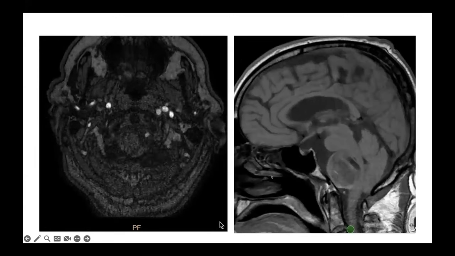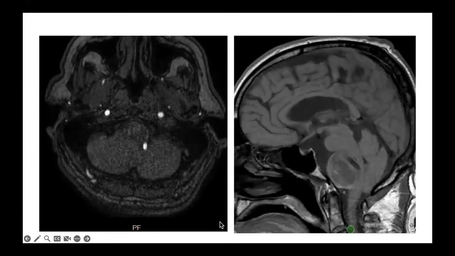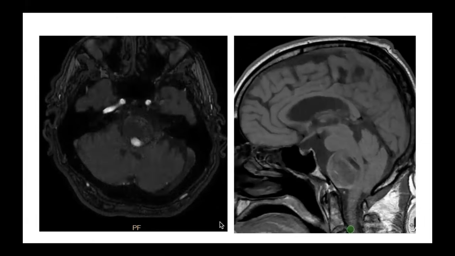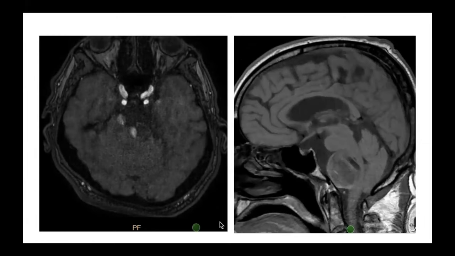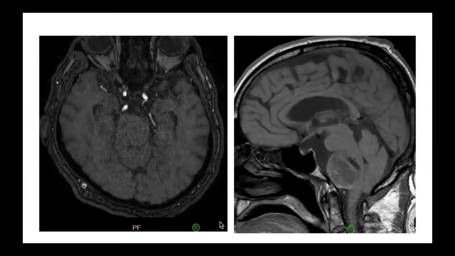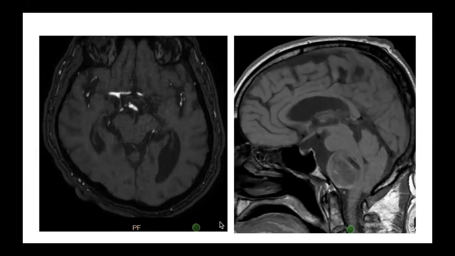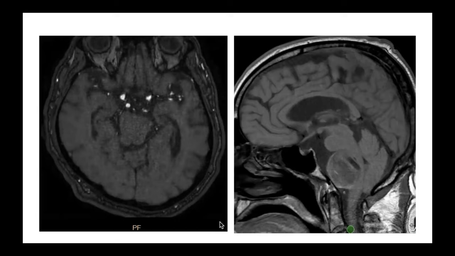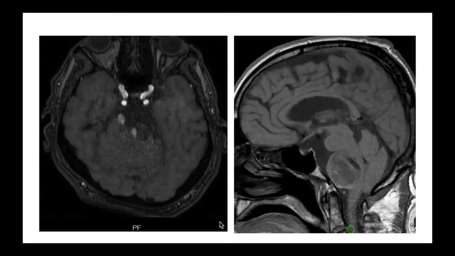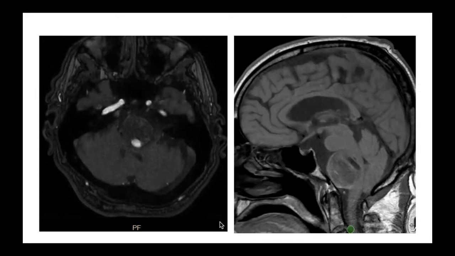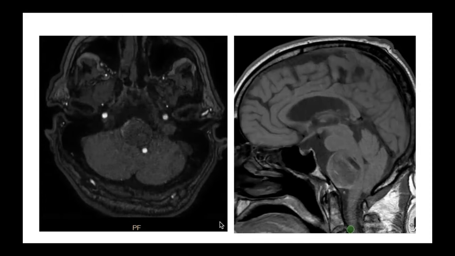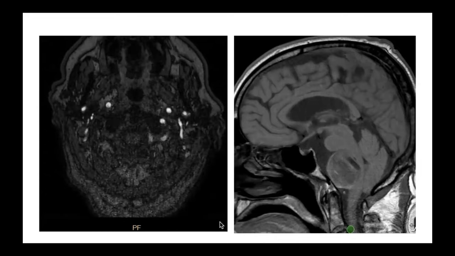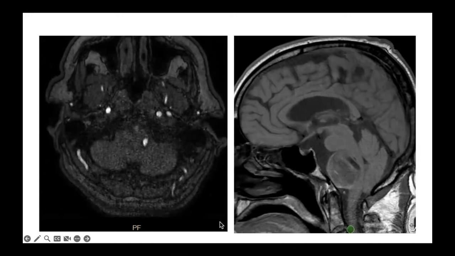Here's the MRA, time of flight, on the left. And on the right side, you see an image of the lumen of the basilar and the thrombosed segment, which gives you an idea. And there's definitely brainstem compression. What's the clinical status again? He ambulates with assistance, and he already has dysphagia. He cannot swallow. He has frequent aspiration pneumonias, and of course speech is involved as well. The worsening happened within a year to a year and a half.